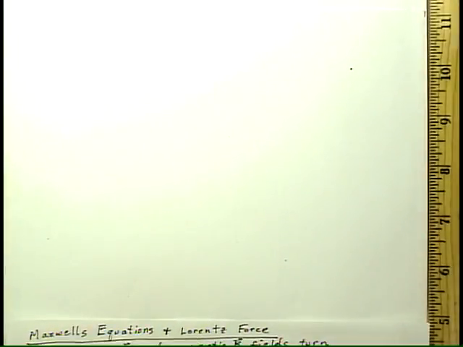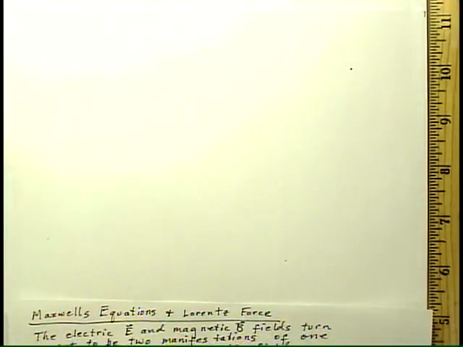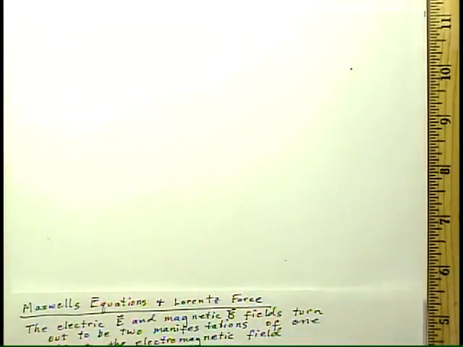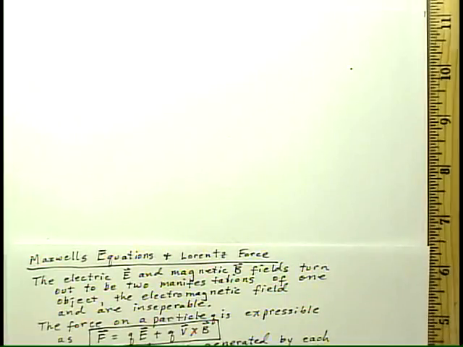In terms of equations, we've discussed in general terms some of the forces. We now turn to Maxwell's equations that describe the electromagnetic force and the Lorentz force that goes with that. And this is certainly the most important and well understood force that we have. The electric and the magnetic fields turn out to be two manifestations of one type of object, which we call the electromagnetic field, and are certainly inseparable.